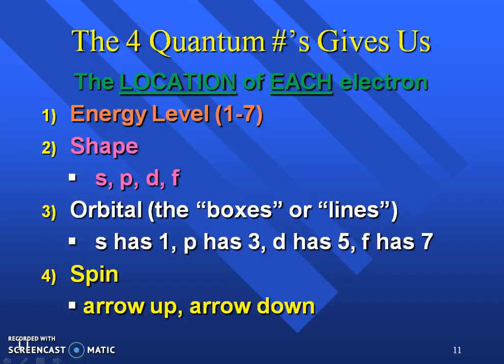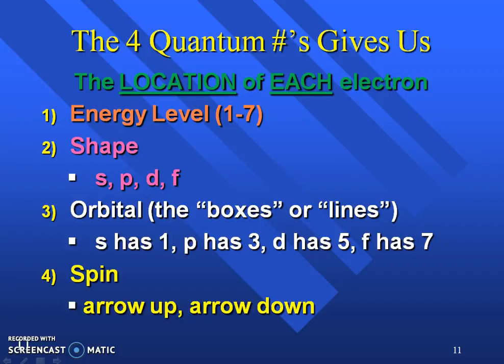So what do you really need to know about these 4 quantum numbers? Well, they give us the location of each of those electrons. And again, location is really the most probable place, 90% of the time, in their ground state. Where is that 1 electron going to hang out most of the time? So the first quantum number deals with the energy level, 1 through 7. The second quantum number dealt with shape: the S, the P, the D, and the F. And we want to remember that those shapes have a different amount of orbitals.